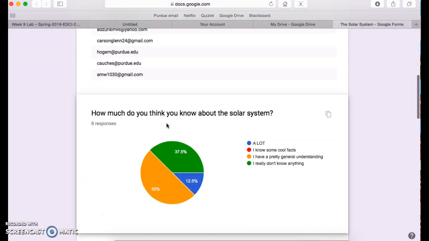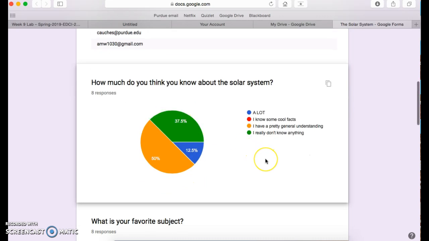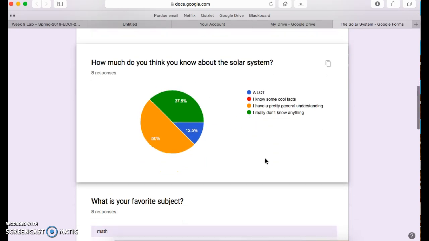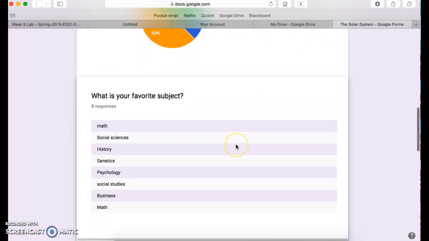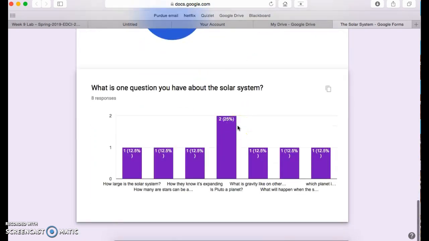So the first way to look at results is there's a lot of circle graphs, and this is really good for like multiple choice. However, there are just lists whenever there's like a short answer. But in my other short answer, it is viewed as a bar graph because there was one response that 2 people had the same answer.